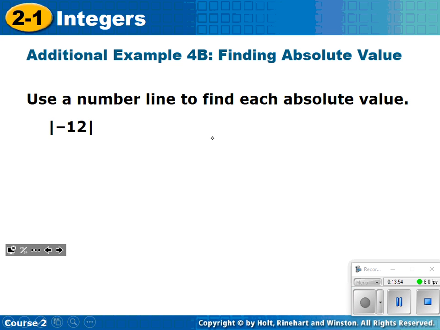So here's what you would do. Here's how you show it on your homework. Absolute value of -12, that's what I want you to write down. I want you to go like this: the absolute value of -12 equals 12. That's how you show your work.